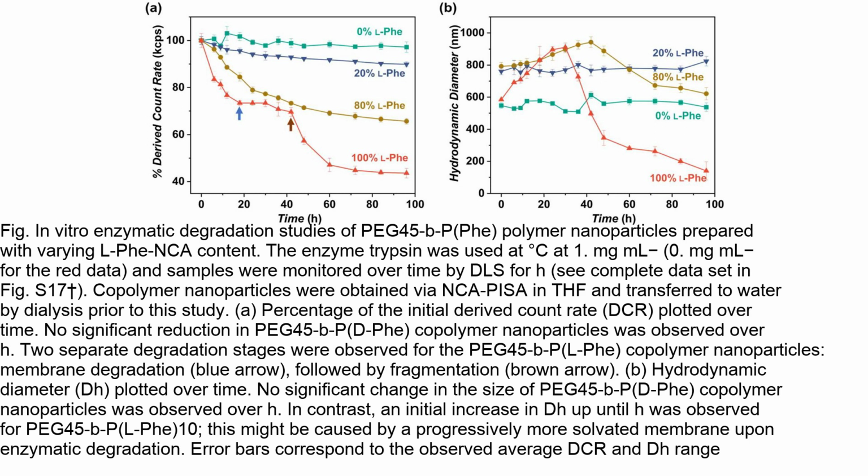TEM images taken during the degradation process support these findings, showing membrane disruption, vesicle fragmentation, and dissolution of the nanoparticles. These results demonstrate the influence of monomer chirality on the biodegradability of the nanoparticles, with homochiral formulations exhibiting a faster enzymatic degradation rate compared to heterochiral formulations.